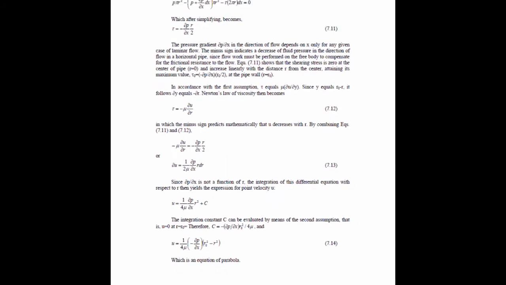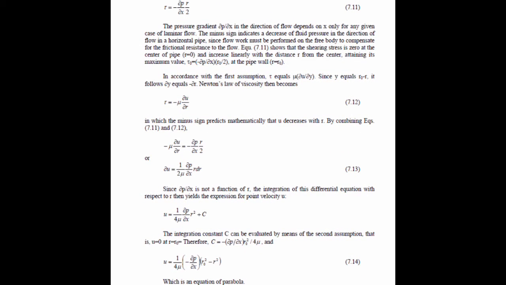So let's move to the next slide. Yes, here you can see that the summation of all forces, as I have already told you, will be 0. So after simplifying, we will get the equation tau equal to minus del p by del x into r divided by 2.